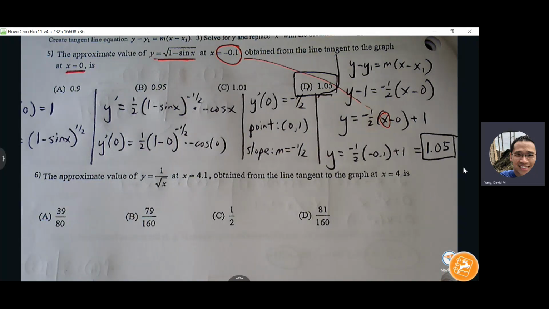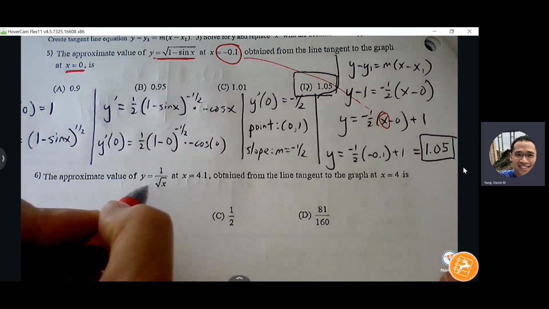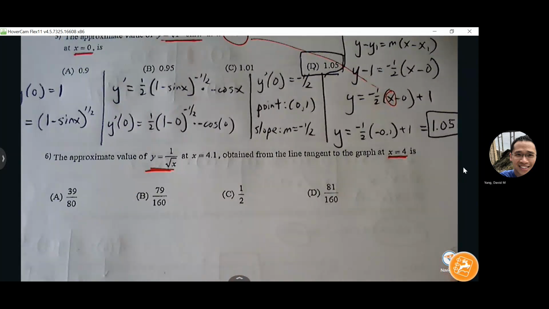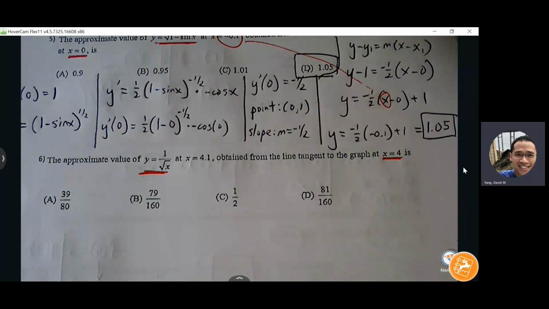Number 6. The approximate value of y equals 1 over root x at x equals 4.1, obtained from the line tangent to the graph at x equals 4. So focus on building your tangent equation, and don't worry about your decimal until the very end. So find your ordered pair, get the derivative, find the slope, point slope form.